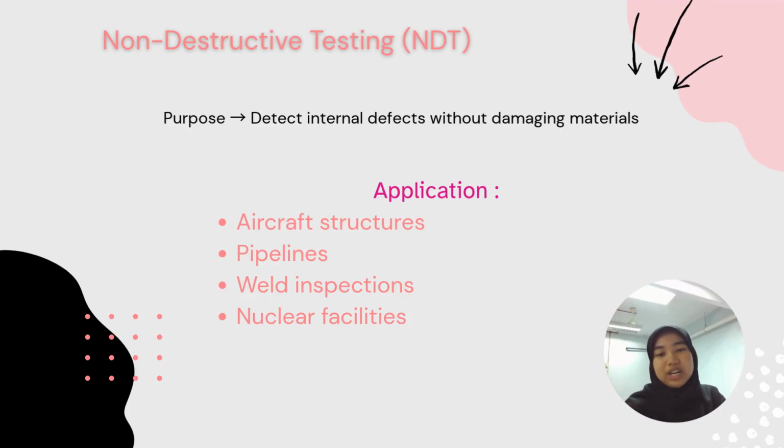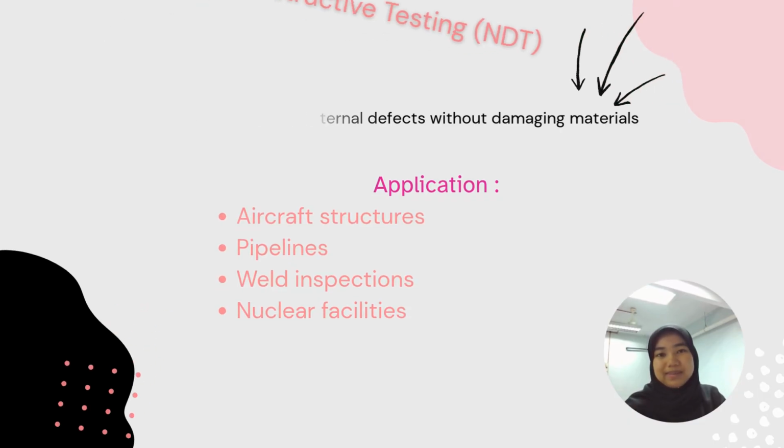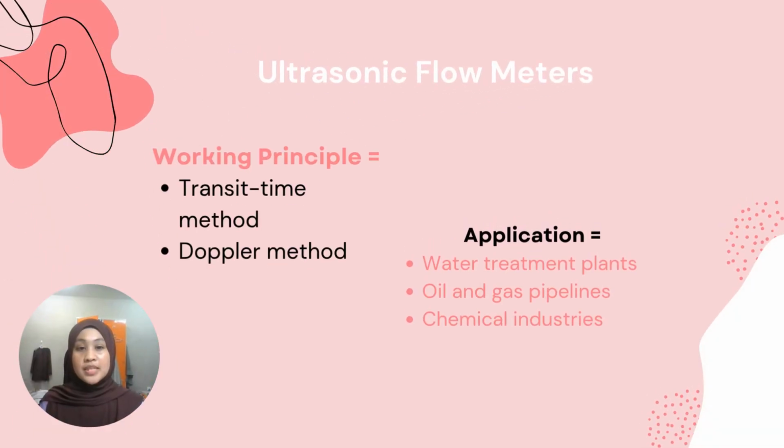Another important industrial application is flow measurement. Ultrasonic flow meters measure the velocity of fluids using ultrasound waves. The transit time method compares the travel time of sound waves moving with and against the flow direction. The Doppler method measures frequency shift caused by particles moving within the fluid. Because these systems are non-invasive and do not obstruct flow, they are widely used in water treatment facilities, oil pipelines, and chemical processing industries.